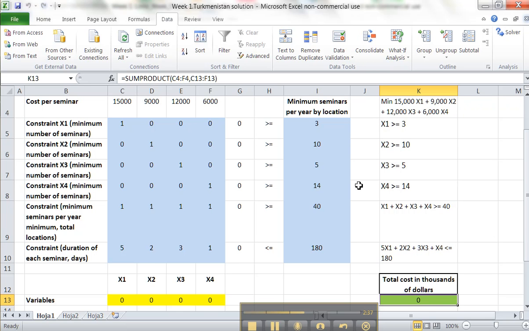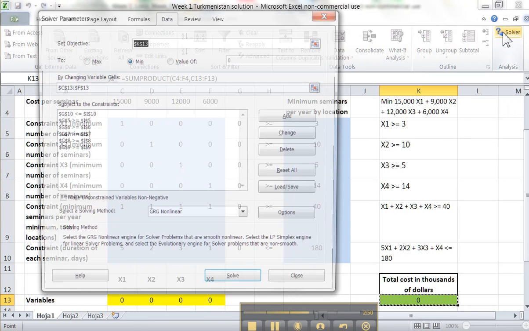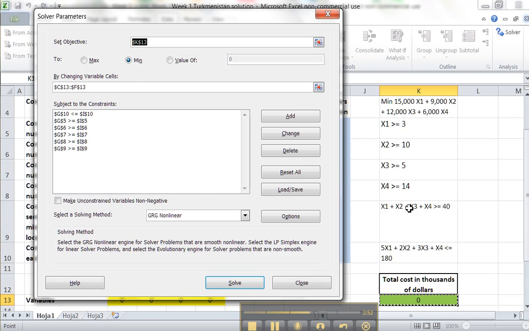Okay, so what you want to do is minimize the cost and respect all these restrictions. So let's go to the solver. Let's go to data, go to solver, and then you have to fill in the data in the solver. What do you want to do? You want to minimize the cost. Remember that in the previous exercise it was to maximize the profits. In this case, you don't want to maximize, you want to minimize the cost.